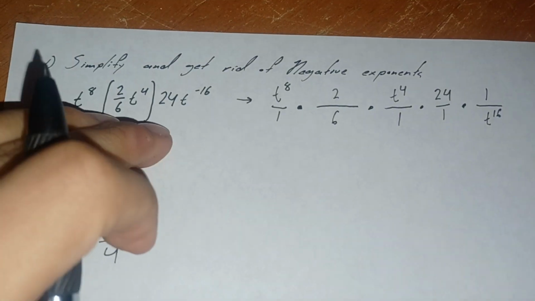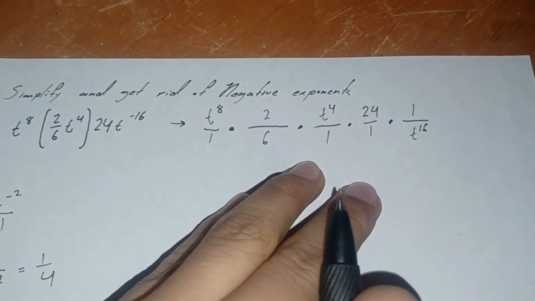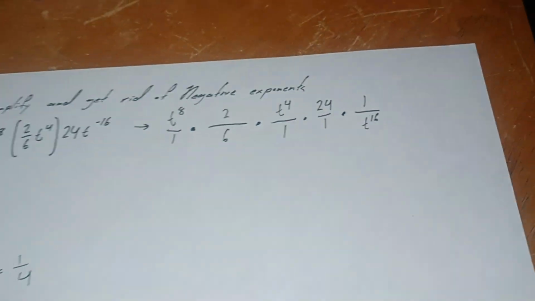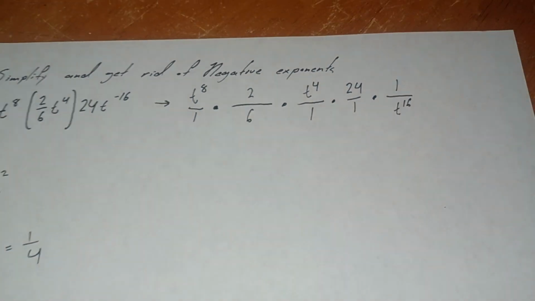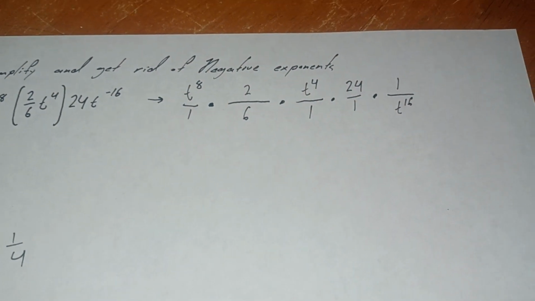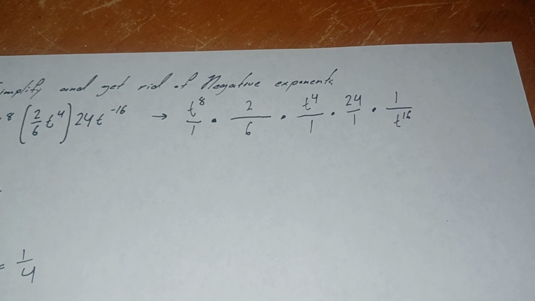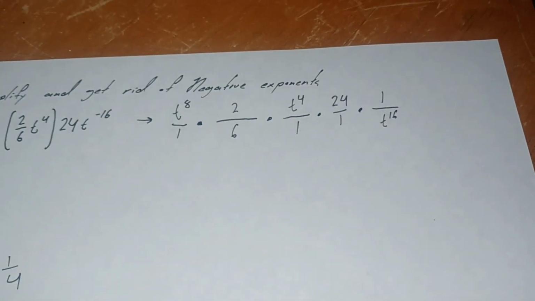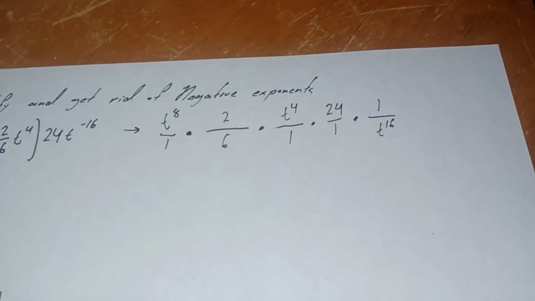So now that we put all of this into fraction form, this will be so much easier to multiply because all you do is just multiply straight across. So let's go ahead and do that right now. So t to the 8 times 2 times t to the 4 times 24 times 1, and then the denominator 1 times 6 times 1 times 1 times t to the 16.